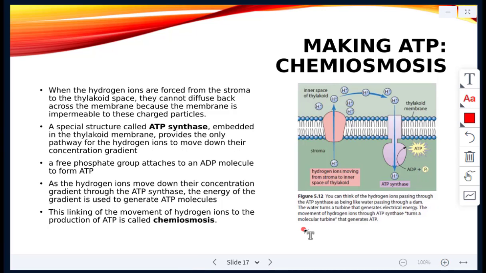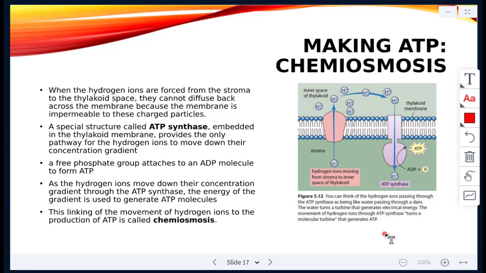So there's a special structure here called the ATP synthase, which is right here. It's embedded in the thylakoid membrane, and it provides the only pathway for these hydrogen ions to move down their concentration gradient, because there's much more hydrogen here than there is in the stroma. So a free phosphate group attaches to an ADP molecule right here to form ATP.